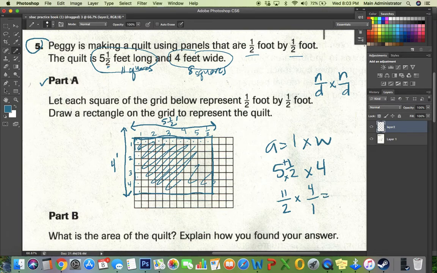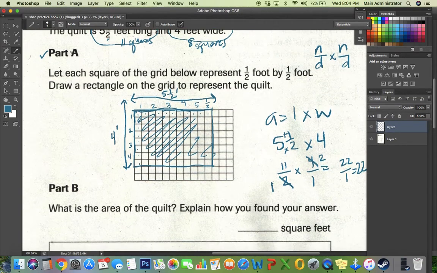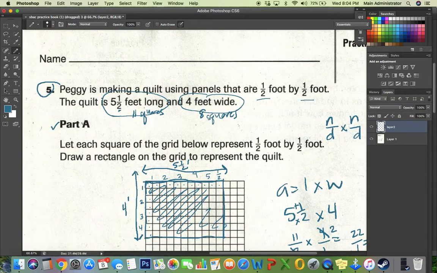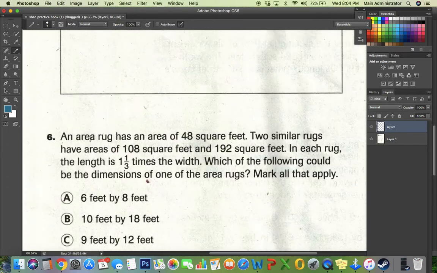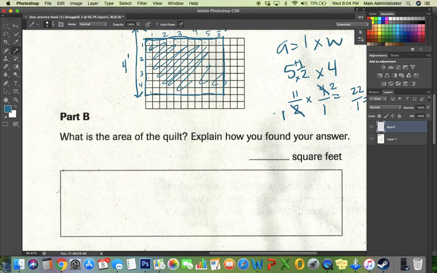You could multiply straight across. You can also cross cancel to reduce. So I'm going to do that here. 2 divided by 2, I'm going to divide both of these by 2. They have a like term and it's 2. That's 1. And that 4 divided by 2 would be 2. So then I get 22 over 1, which is just 22. And the area, let's see. So the area is 22 square feet.